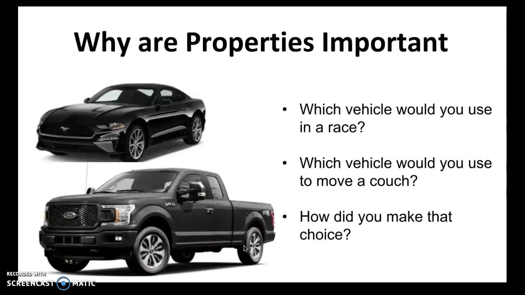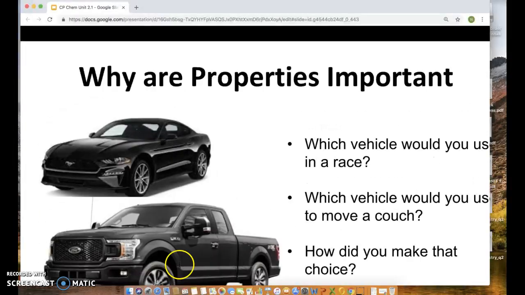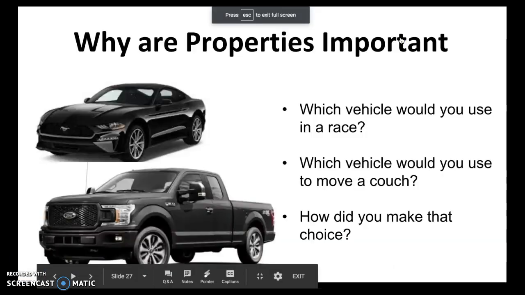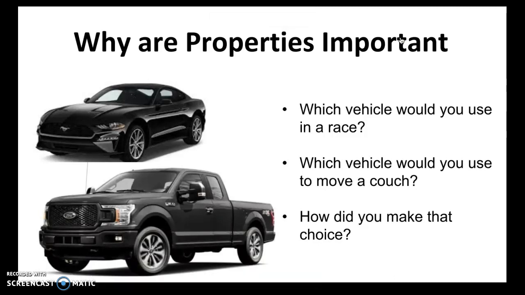Okay, let's move on to why properties are important. Just like with anything, we like to use information to make predictions. Here, let's say, for example, you had two choices of vehicle. Which one would you use in a race? Which one would you use to move a couch? And how did you make that choice? Take a moment to think about your answer. And when we come back together, we'll talk more about it.